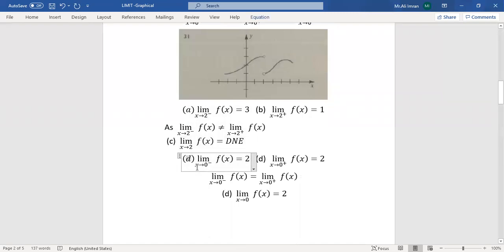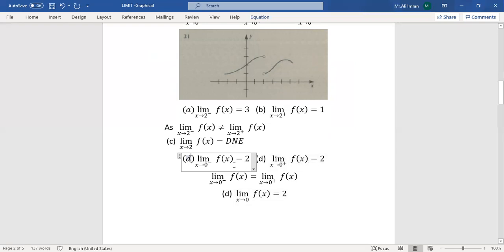left hand limit at x is equal to 0. At x is equal to 0, this is the part of the function. If we approach x is equal to 0 from left hand side, the value of the function is 2. So the left hand limit is equal to 2. And similarly, if we proceed with values greater than x is equal to 0, we also have f of x is equal to 2. So right hand limit is equal to 2.